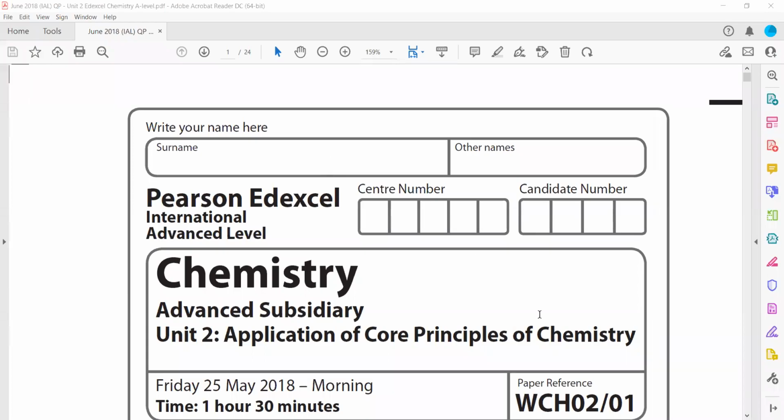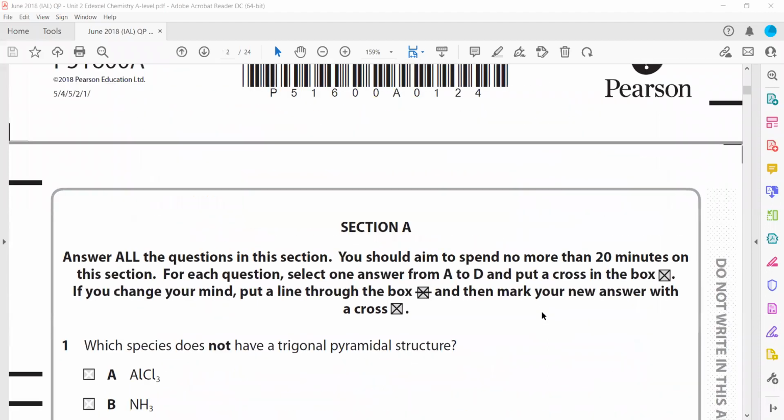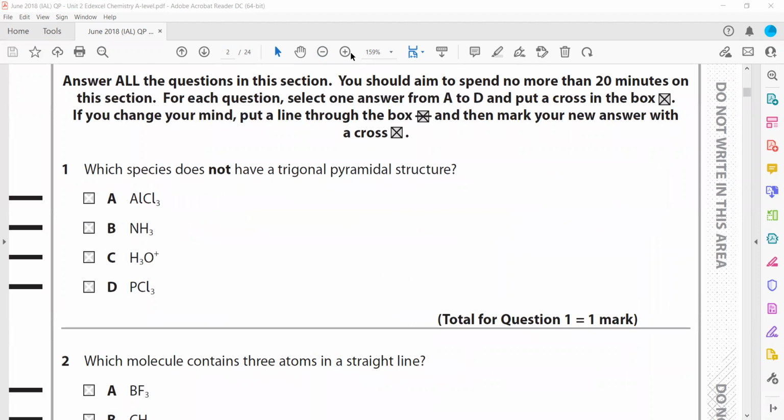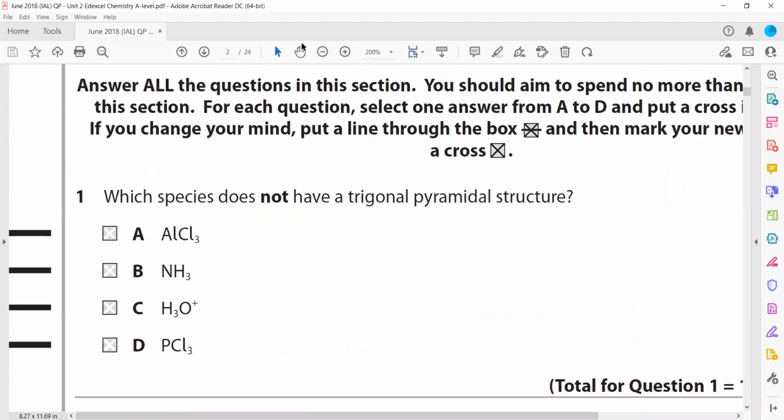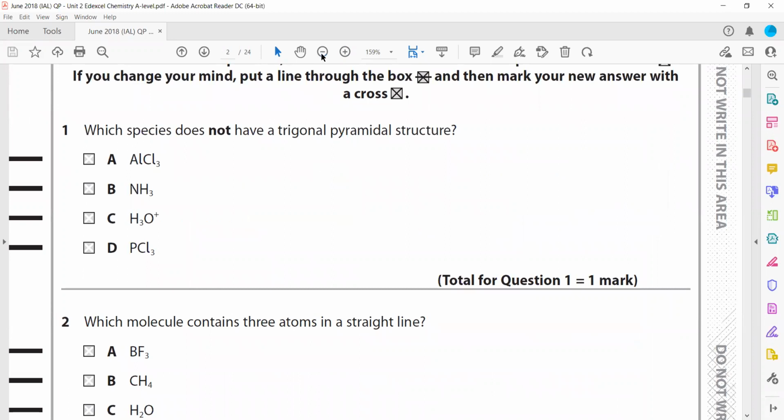So this is June 2018, Unit 2. I'll discuss multiple choice questions, MCQs. The first question: which species do not have a trigonal pyramid?